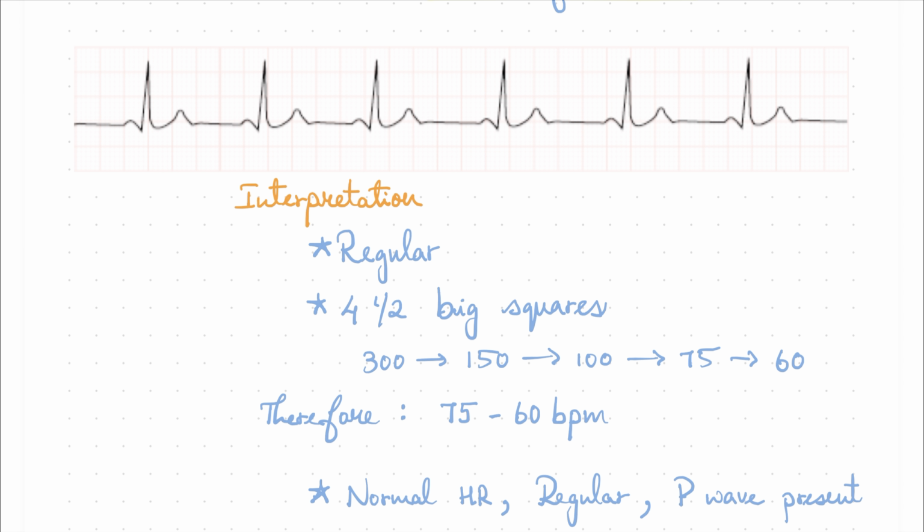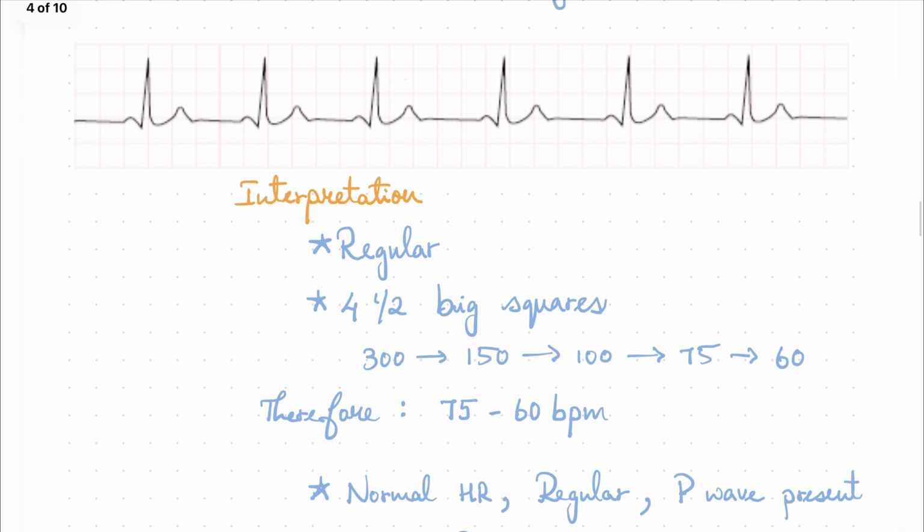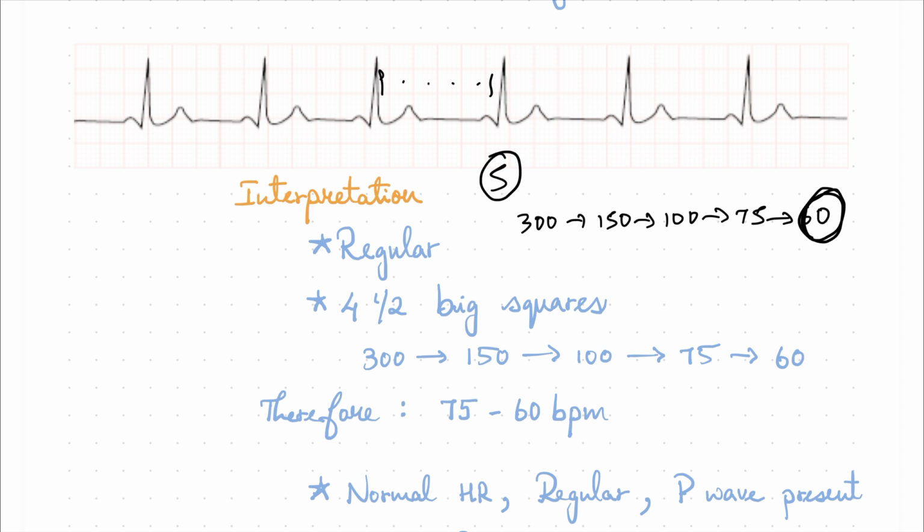So how do you calculate the rate of it? It is simply by calculating the boxes between them. So 1, 2, 3, 4, half and half. So here's a half, here's a half. So we can have it as 5. So it's basically 300, 150, 100, and then you have 75 and then 60. So this is the fifth number. So it's 60 beats per minute.